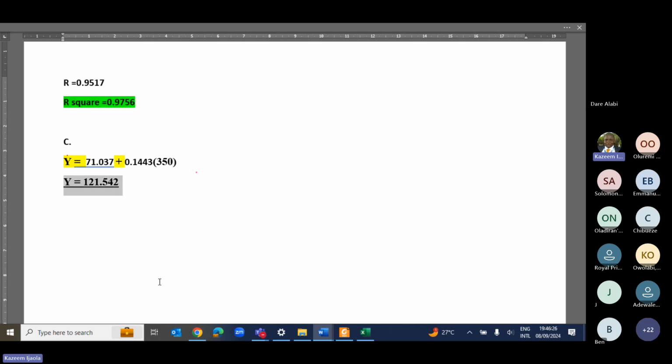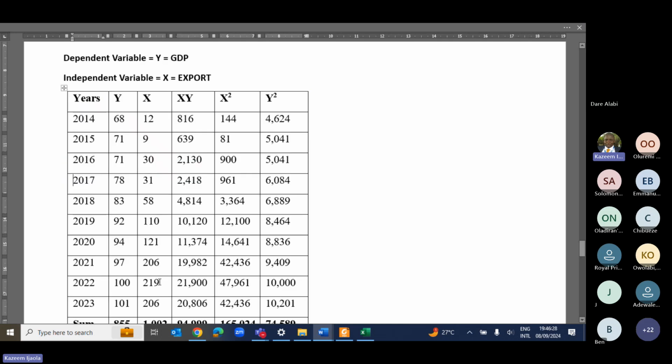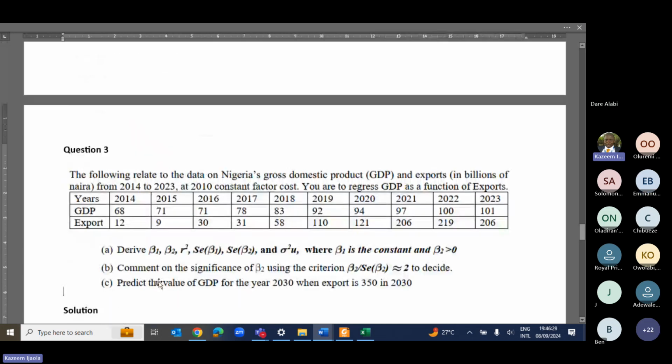So when we meet on Wednesday, by the grace of God, we will do the R square, SC, standard error of B1, standard error of B2, and the variance of U. I think we should be able to do the variance of U. Variance of U is just for us to prove that y minus y cap is 0. Okay, we can do that on Wednesday too.